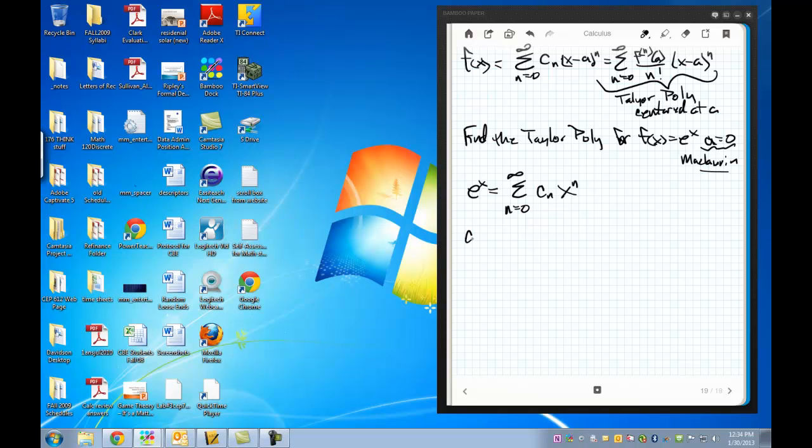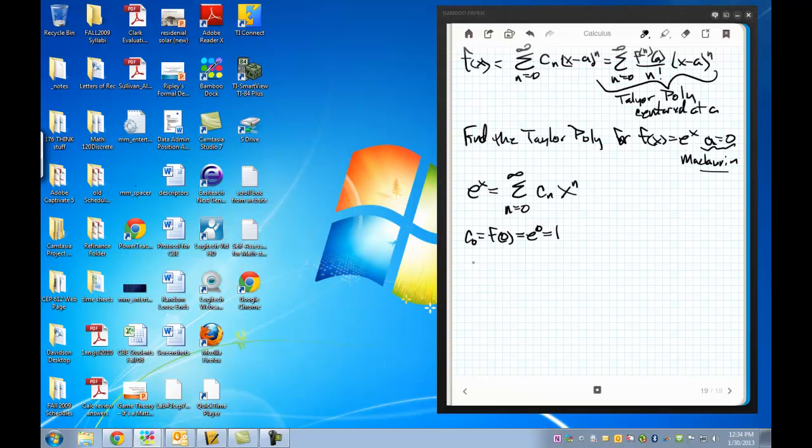It's always really simple when you start out. I know that c sub 0 equals f of 0, right? Because c sub 0 always equals f of a, and since a is 0, I know that this is e to the 0, which is 1. Sweet, I've got the first term. But I need a pattern. I need to be able to figure out what's going on here.